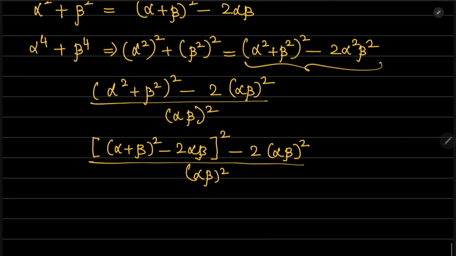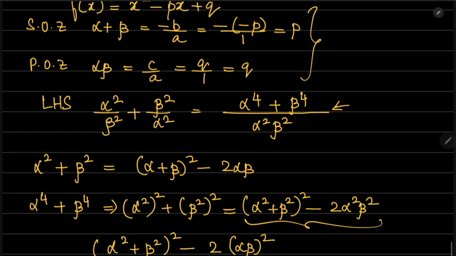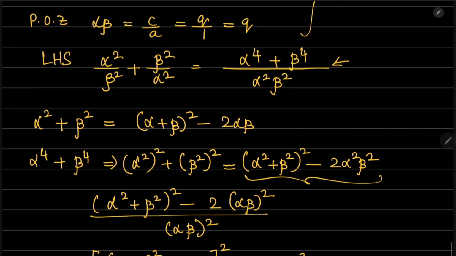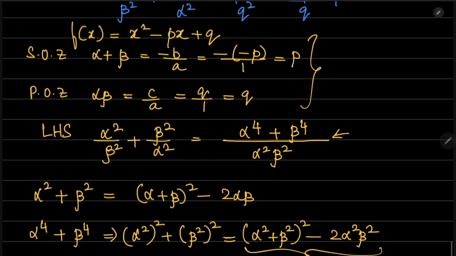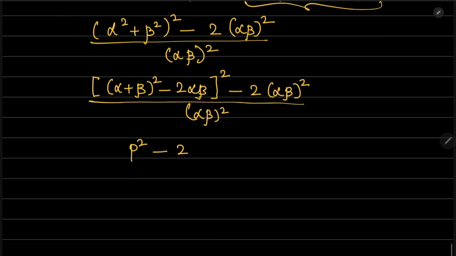Now see, every term in the numerator is converted in terms of sum, product, product, product. Now let us replace the value. What is alpha plus beta? It's p. So p square minus 2. What is alpha beta value? Look here. See, sum is p, product is q. So the product is q. The whole square minus 2q square divided by q square.